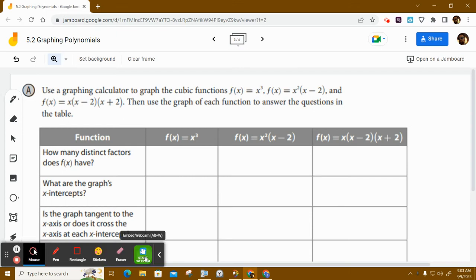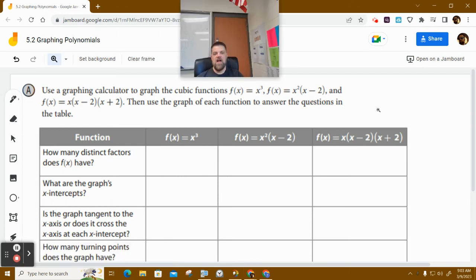Oh, I got rid of the thing. Oh, there it is. Oh, that's cool.